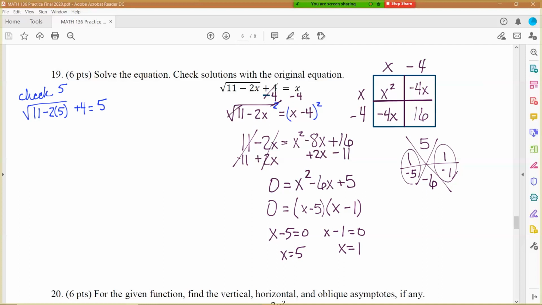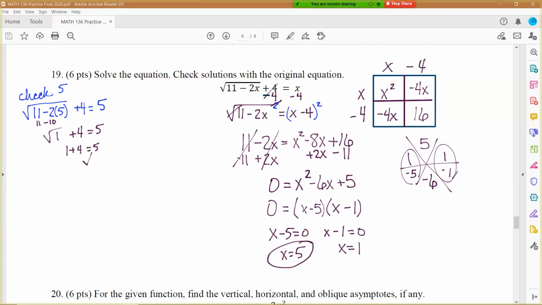So then I would just start simplifying. Underneath my square root, I have 2 times 5, which is 10. So really this is 11 minus 10. Well, 11 minus 10 is 1. So now I have the square root of 1 plus 4. What is the square root of 1? 1. So really this is just 1 plus 4 equals 5. Is 1 plus 4 equal to 5? Yeah, so that answer works.